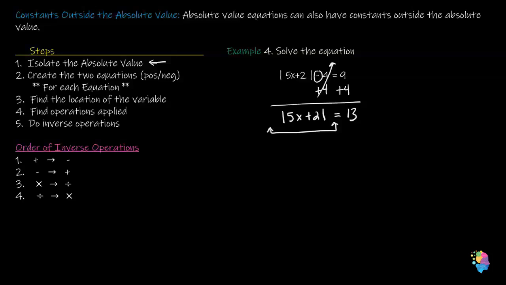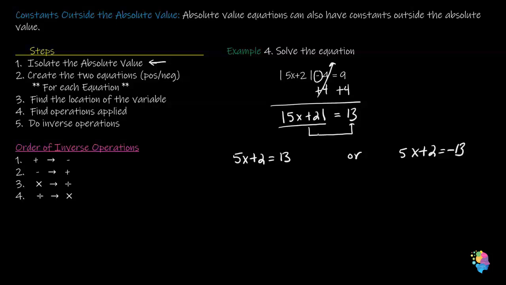So let's read and see what they're asking us to do. This one is saying that 5x plus 2 is 13 units away from 0. So the two equations become 5x plus 2 is equal to positive 13, because positive 13 is 13 units away from 0 on the right side, or it can be that 5x plus 2 is equal to negative 13, because negative 13 is 13 units away from 0 but on the left side.